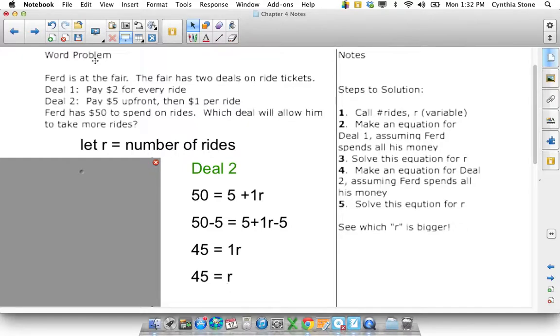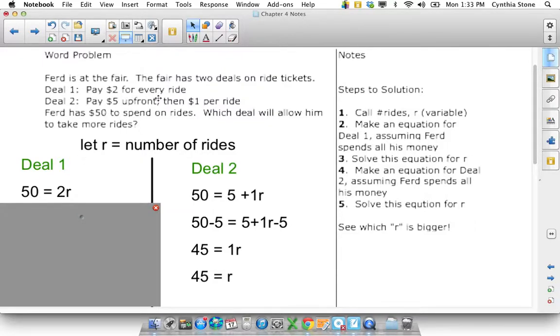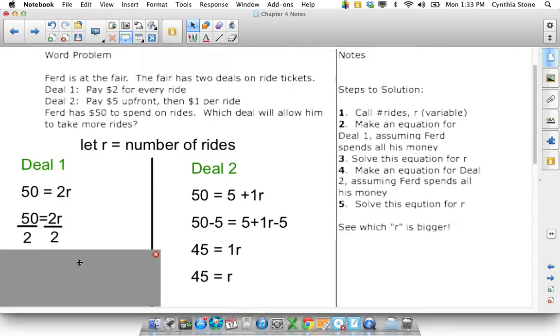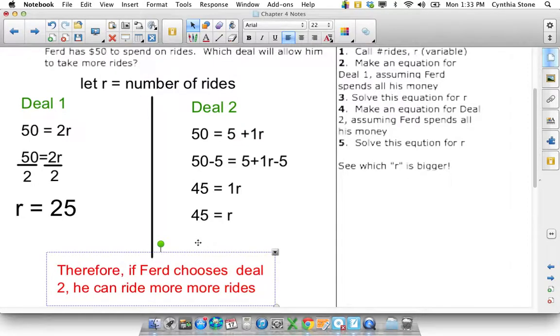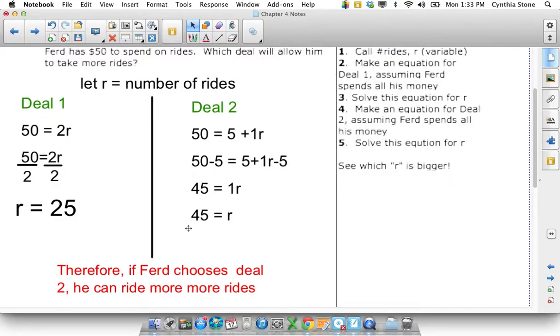So that means that if he chooses deal 2, he gets to take 45 rides. Right? Now you might in your head know the answer here then. If it's $50, $2 every ride, you could probably answer the next question without doing the equation, but we're going to do it anyways because sometimes they're not that easy. So for deal number 1, it's his $50, and that's got to equal his $2 for every ride because there's no upfront price, right? It's just $2 for every ride he goes on. And so then I want to get R by itself, so you divide both sides by 2. R is multiplied by 2, and it turns out that R equals 25. So with $50 to spend, he's better off to take deal 2, so he can go on 45 rides. With deal 1 he only gets to go on 25 rides.